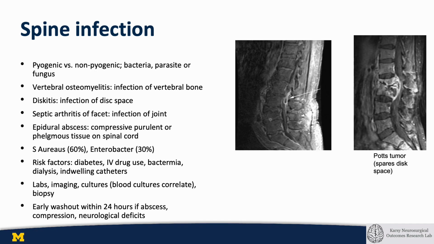Here are some MRI examples of spine infection, including a Pott's tumor, which is a tuberculosis type infection, which spares the disc space, which is a very classic infection pattern. We don't see it very commonly in the US, but it is one to know about.